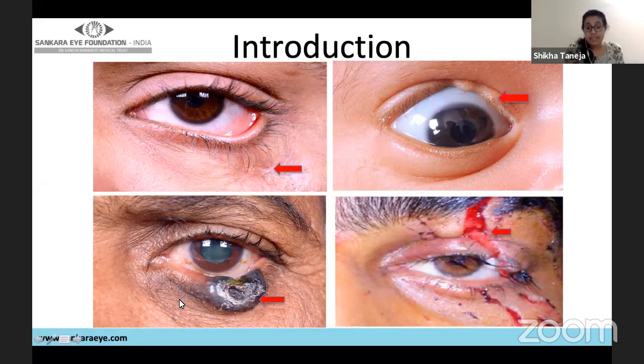Then there's another set wherein oculoplastic oncology comes in, where eyelid malignancy lesions lead to eyelid defects post-excision biopsy, and another set post-trauma, day-to-day post-RTA, where we should have a basic knowledge of eyelid flaps and grafts in order to do a perfect repair.